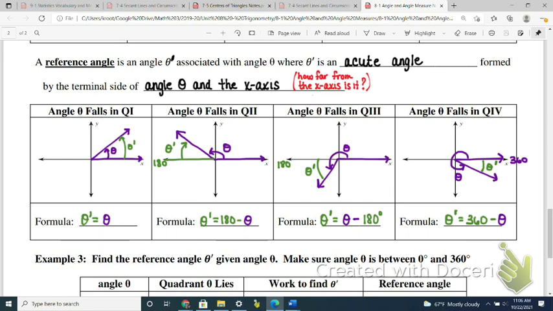But I don't want you to get bogged down with these formulas. Remember, it's just how far from the x-axis is it. So you're going to always draw them out, and then you're going to figure it out. So let's take a look at a couple examples.